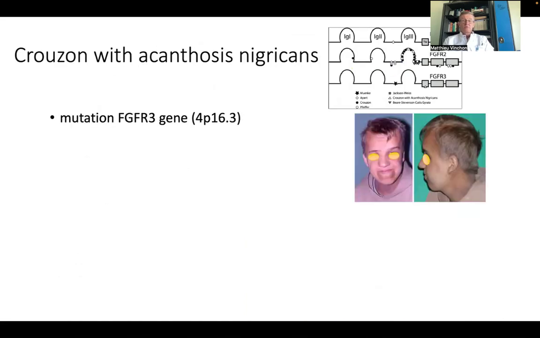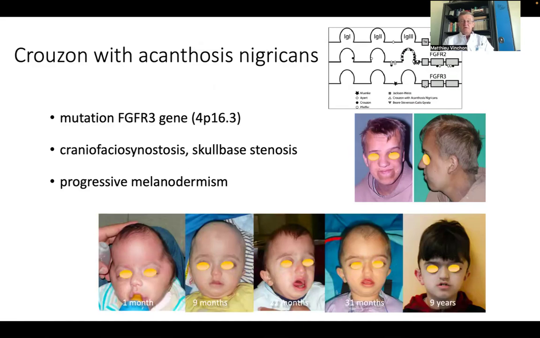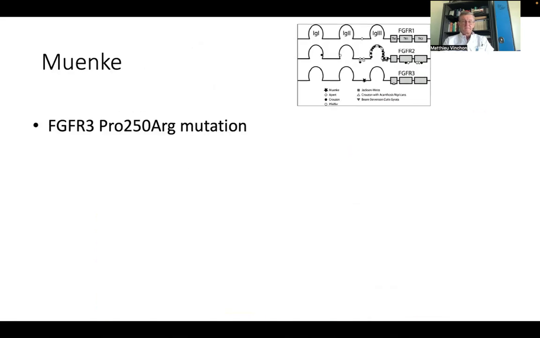Now we have the Crouzon with acanthosis nigricans, which is a different disease due to another mutation of the FGFR3 gene. It gives this kind of skin disease, which can be a problem if you have to implant a shunt because the skin is not very clean. But it is associated with the same craniofaciosynostosis, with skull-base stenosis. And you can see your patient becoming grayer and grayer year after year.